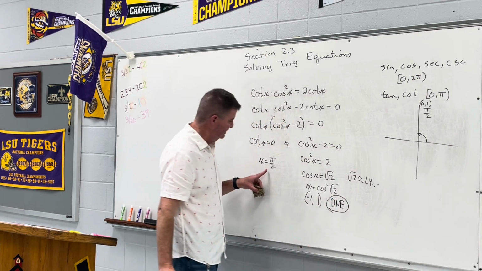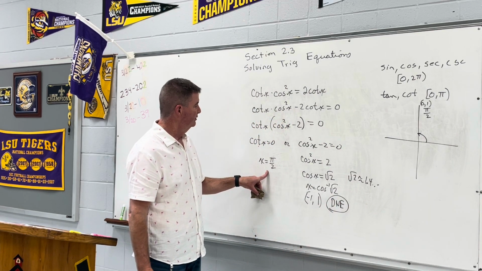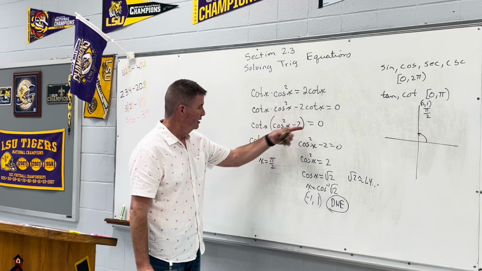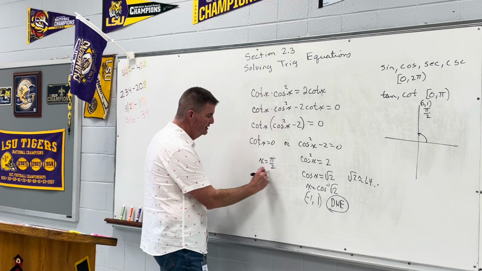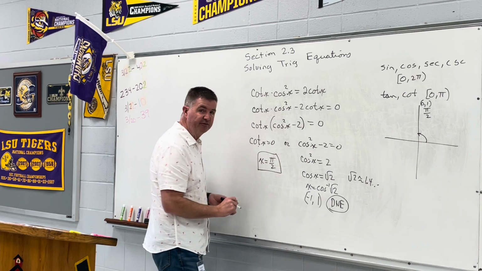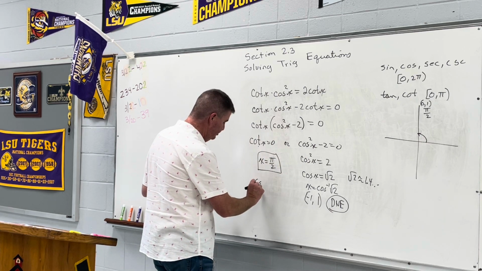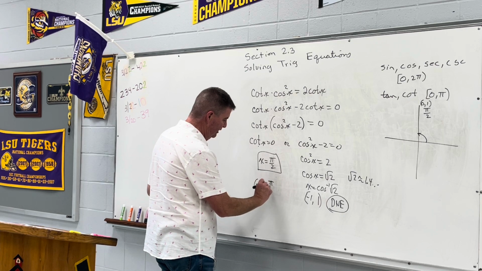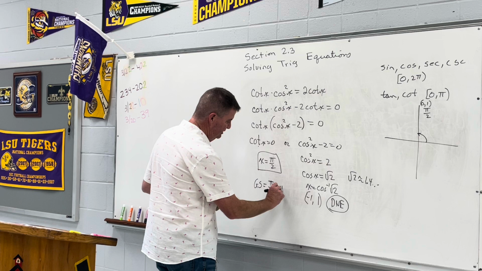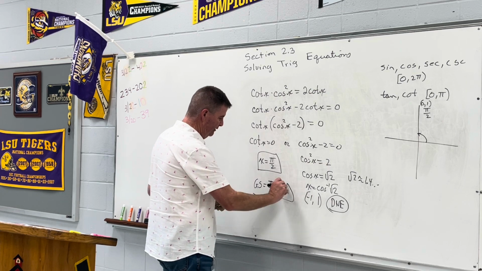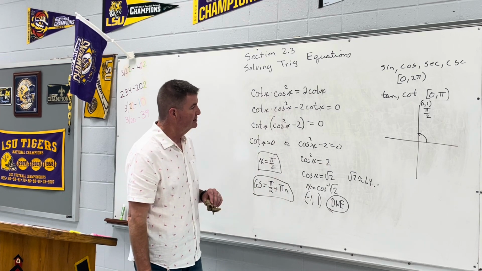So the only one that exists is here. That's the only one that can be 0. So therefore, this is the only answer. And if we want the general solution, that would be pi over 2 plus, since it's the cotangent, pi n. That would be the general solution, and that would be the solution.